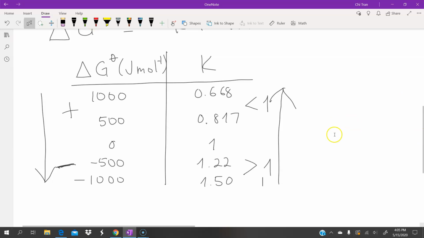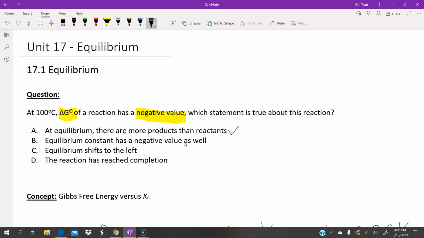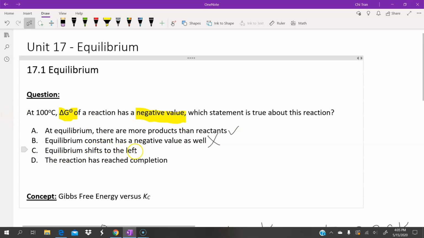So if we were to go back to our question, answer A says at equilibrium there are more products than reactants, so that is true. But we should also look at the other options. B says the equilibrium constant has a negative value, but the equilibrium constant cannot have a negative value. It only changes between being smaller than 1 or greater than 1. So B is wrong.